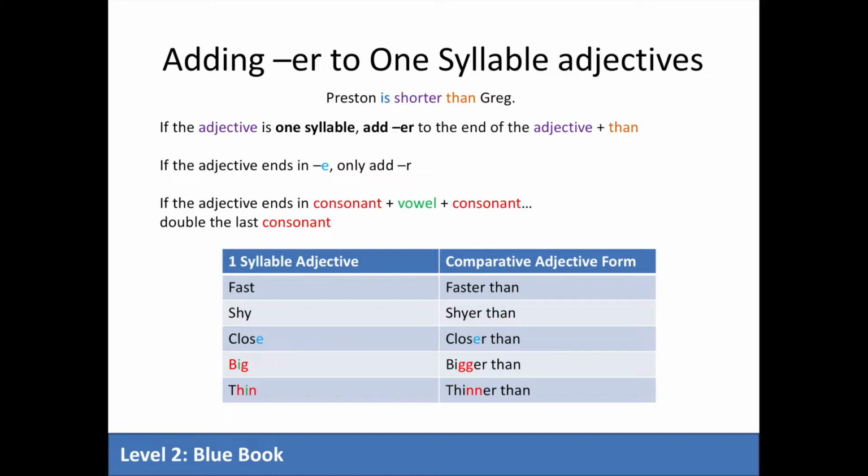and add ER. So here we have a list of one-syllable adjectives. So fast in the comparative becomes faster than. Shy becomes shyer than. Close becomes closer than. And big becomes bigger than. Thin becomes thinner than.